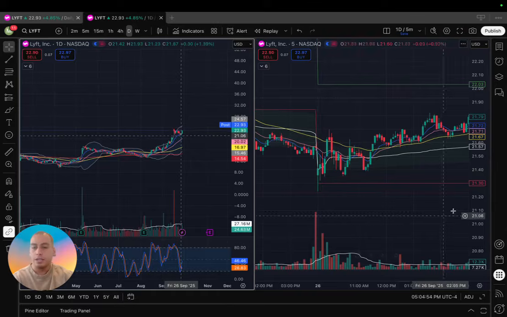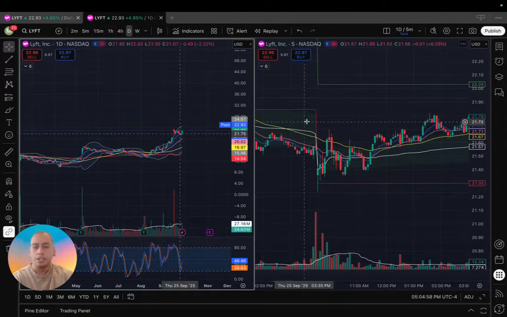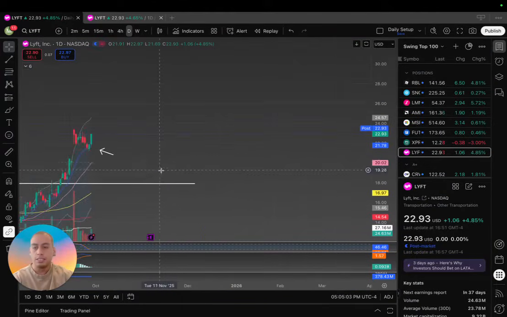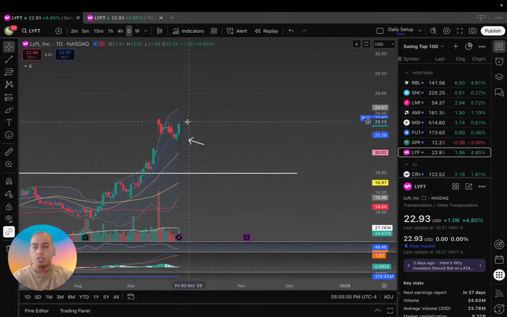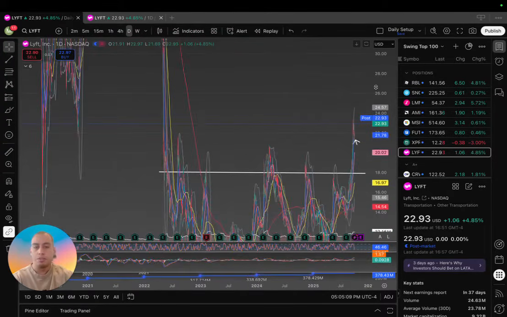I like this layout. If you guys want it, let me know. I'll put it in the description, or in the comments you could copy and paste. So going back to my positions, this is it on the daily setup. We're doing good. Sold 50%, moved stop. We're going to continue holding for a bigger run, maybe to the 30s.